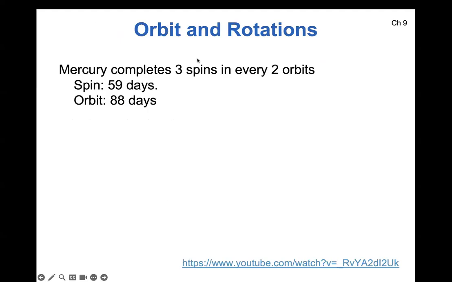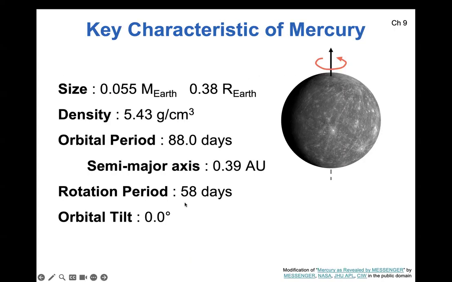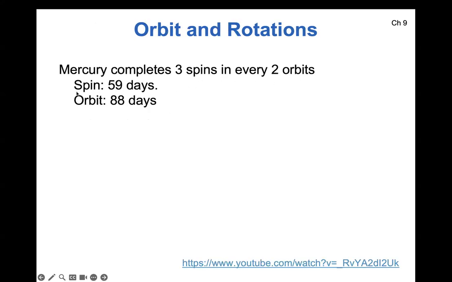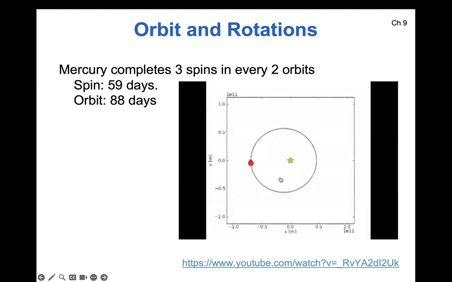Okay, so Mercury completes, and it's continuing the same thought, 3 spins in every 2 orbits. As we saw, 3 spins in every 2 orbits, because 3 times 60 is 180, 2 times 90 is 180. That's where that comes from. See, spin 59 days, orbit 88 days. Once you estimate them, you have that statement.